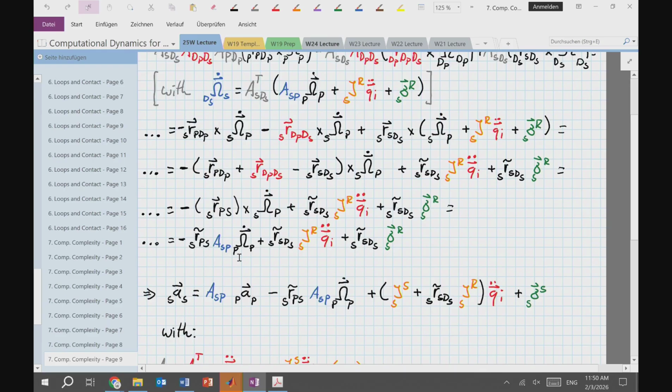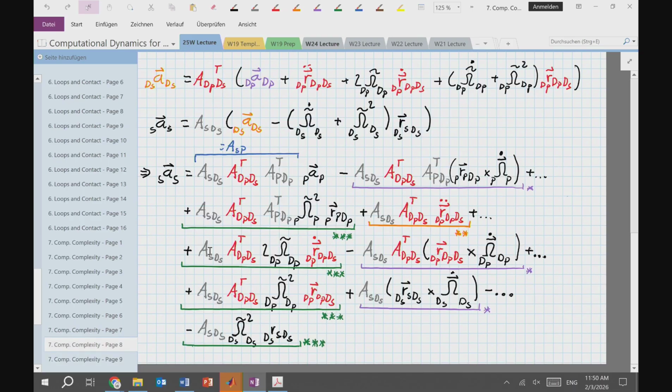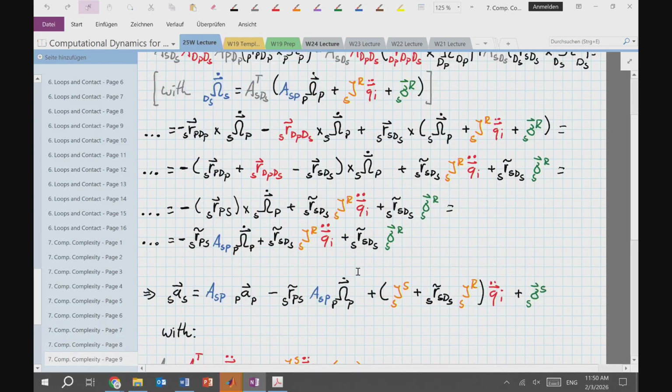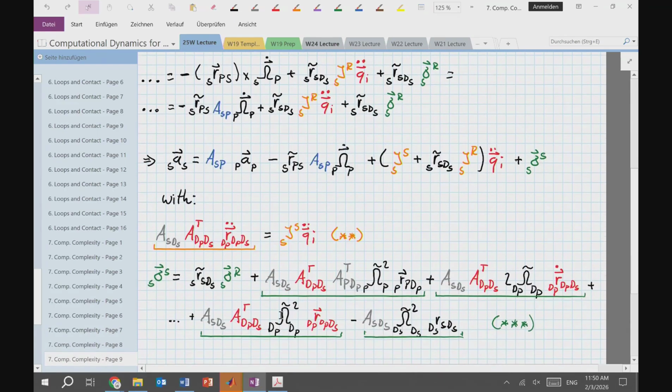I can then take this simplified expression and put it back into here, where I simplified this as ASP times that. Everything that I marked in green I put together into one expression, and I shouldn't forget about this. So we get stuff in green, which are the terms from the previous page, plus the new bias term, all a bias acceleration, a translational bias acceleration.